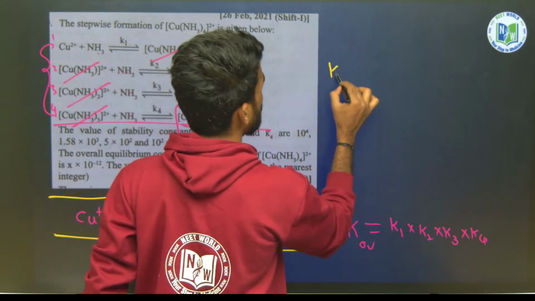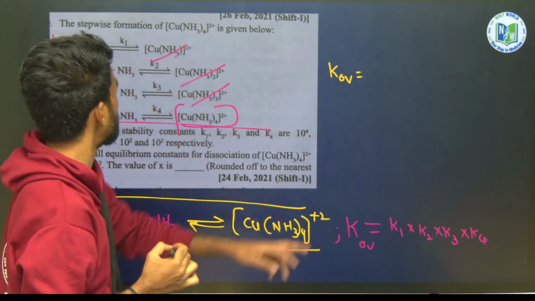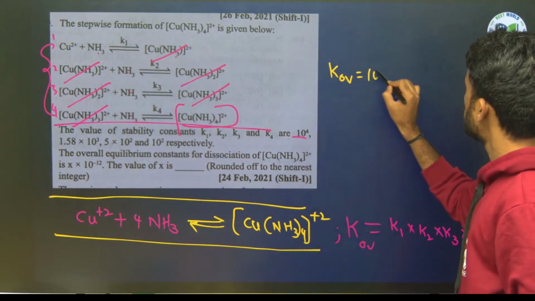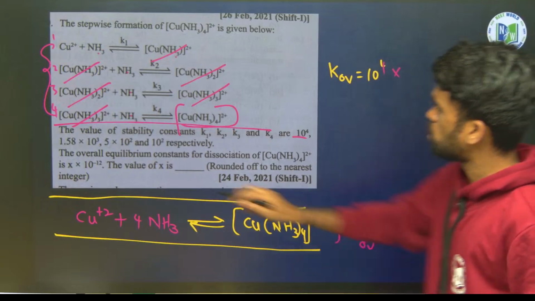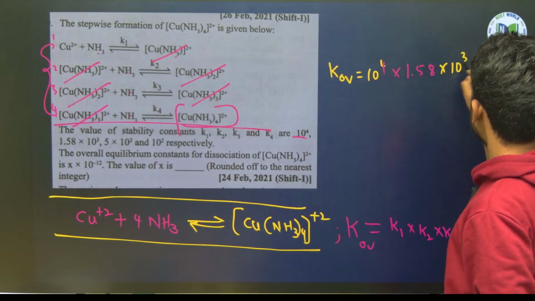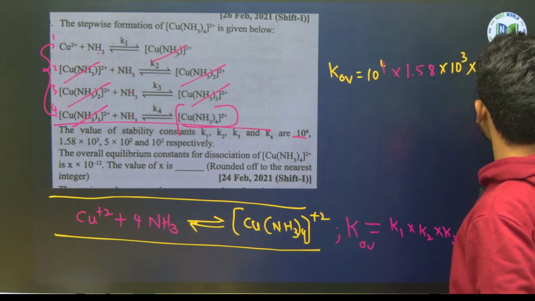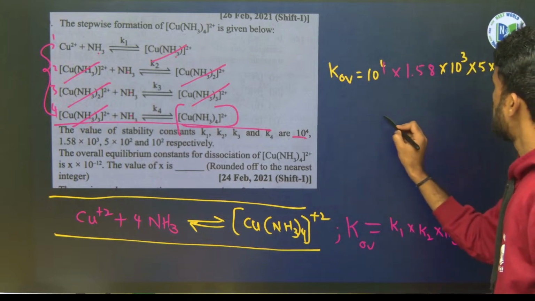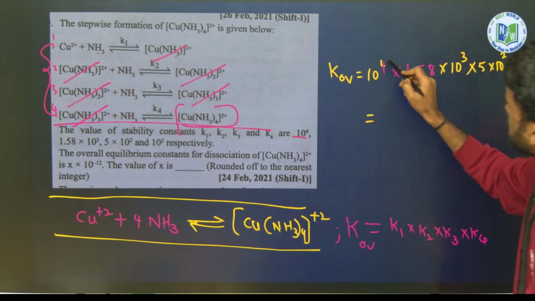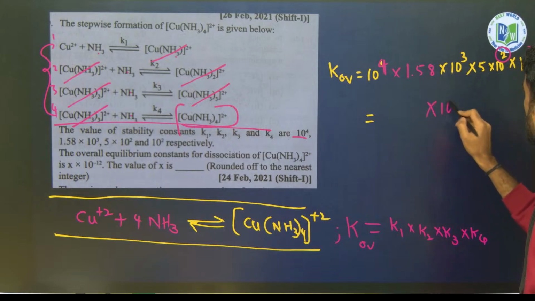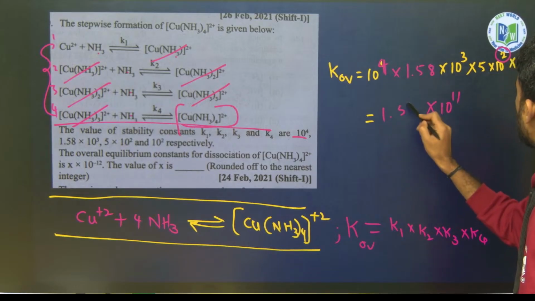So what is the K overall we will get here? K overall equals K1, that is 10^4, multiplied with K2, which is 1.58 into 10^3, and K3 is 5 into 10^2, and K4 is 10^2. Like this you take, and then next, how many 10^4s? Here 10^4, 10^3 means 10^7, then 10^9, 10^11. So 10^11 here we have, and 1.58 into 5 we have.